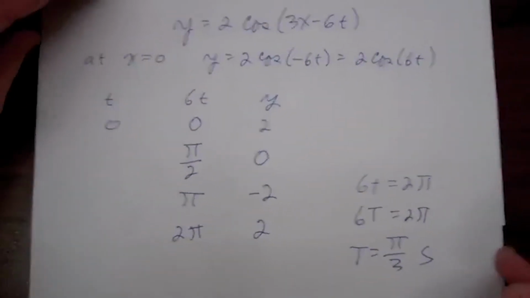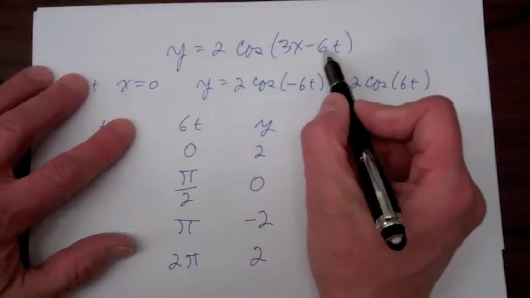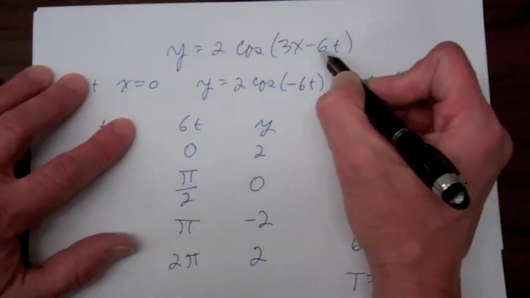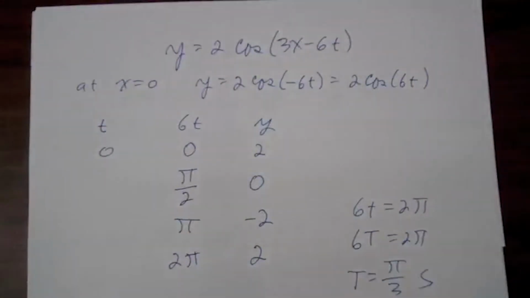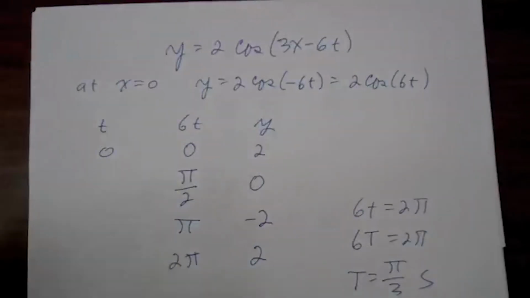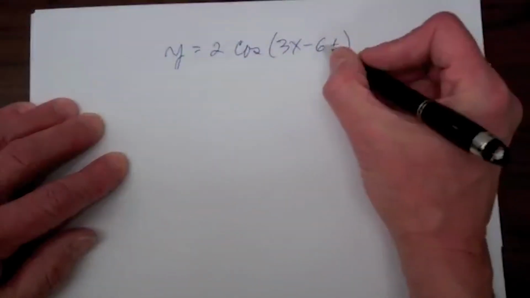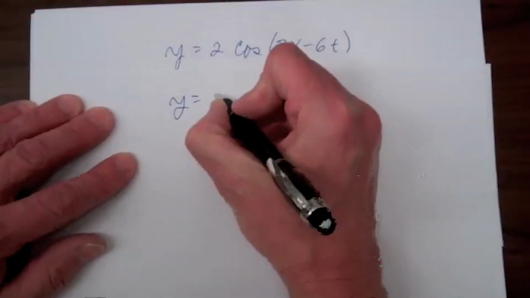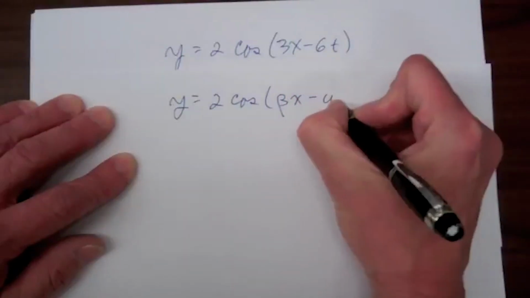So if we look back at this particular example where y is equal to 2 cosine of 3x minus 6t, we see that this number multiplying the time is the frequency in radians per second. So we could make the identification with the 3 being beta and the 6 being omega, and write a more general form for our wave function as y is equal to 2 cosine of beta x minus omega t.